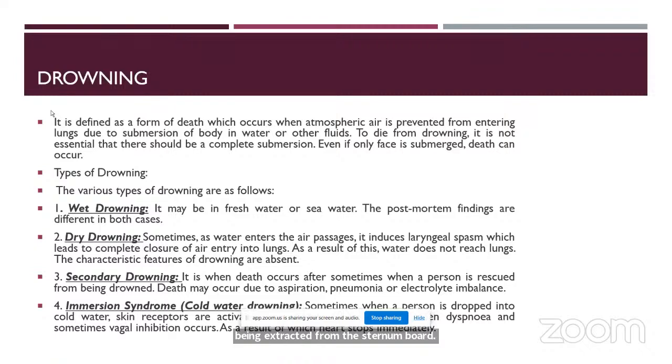And talking about dry drowning, sometimes as water enters the passage, it induces laryngeal spasm, which ultimately completely closes the air entry into the lungs, which results in the water not reaching the lungs. Now talking about the next type of drowning, secondary drowning.